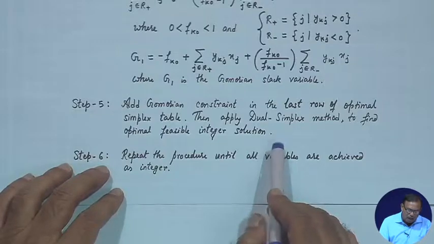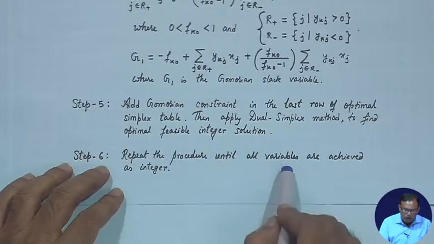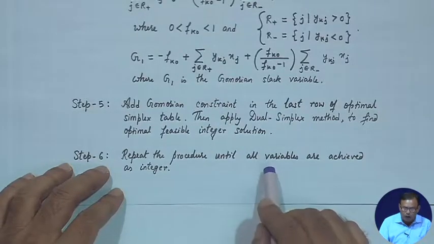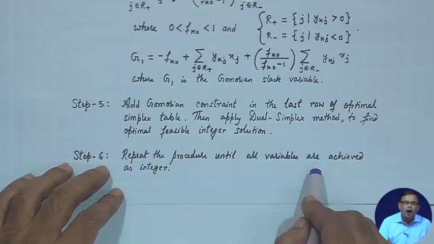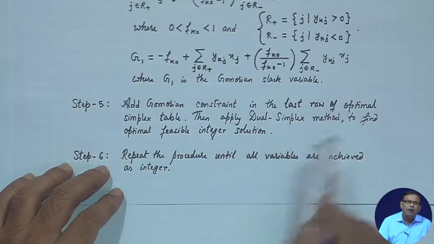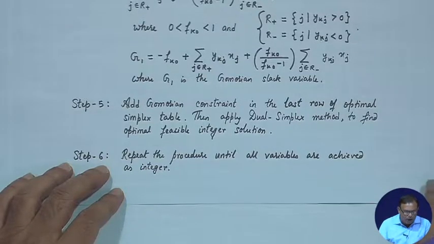And once I have obtained it, then step 6: repeat the procedure until all required variables are integers. So, I have to go on adding the constraints as long as there are fractions, until I obtain the values of the required decision variables as integers.